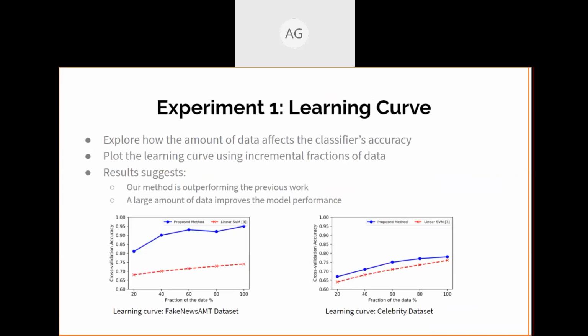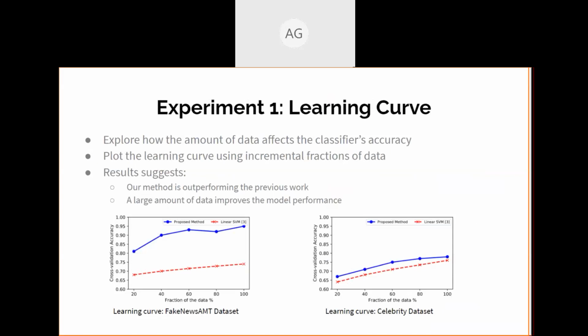So we further perform 3 experiments. The first one is the learning curve experiment. We perform this experiment to explore how the amount of data affects the classifier's accuracy in identifying fake news. What we did was we plot the learning curves for the proposed approach on both the data sets using incremental fractions of data and compare it to the state of the art.